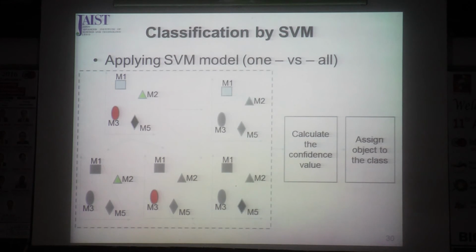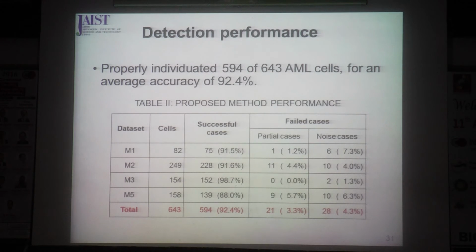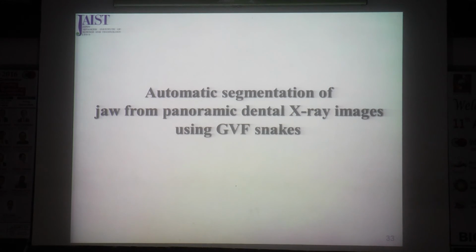But let me omit the detail of the support vector machine. This is an algorithm to classify an AML cell into 4 classes, and this is a result of detection of AML cells. The detection performance is over 90%, and the accuracy of classification is also more than 90%. Okay, now let me move on to the last topic: automatic segmentation of the jaw from panoramic dental X-ray images using gradient vector flow snakes.